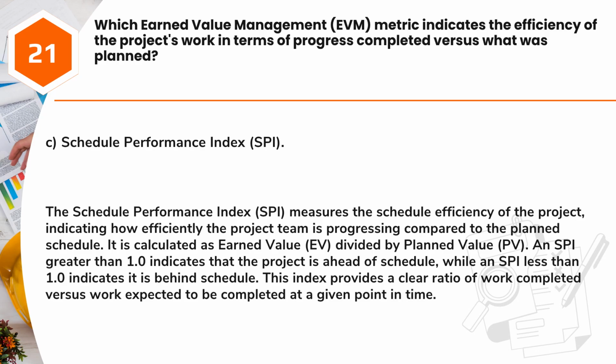Answer: C. Schedule Performance Index, SPI. The Schedule Performance Index, SPI, measures the schedule efficiency of the project, indicating how efficiently the project team is progressing compared to the planned schedule. It is calculated as earned value, EV, divided by planned value, PV. An SPI greater than 1.0 indicates that the project is ahead of schedule, while an SPI less than 1.0 indicates it is behind schedule. This index provides a clear ratio of work completed versus work expected to be completed at a given point in time.